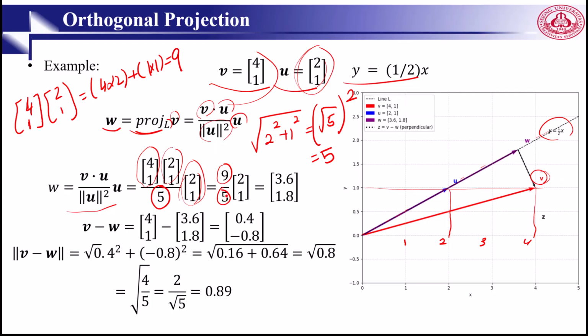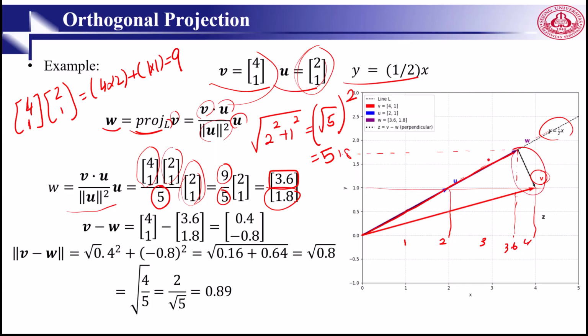So 9 divided by 5 times 2 is 18 over 5, which is equal to 3.6. Then 9 divided by 5 is 1.8. So we find W as this vector: 3.6 and 1.8. So this is the projection of V on line L.